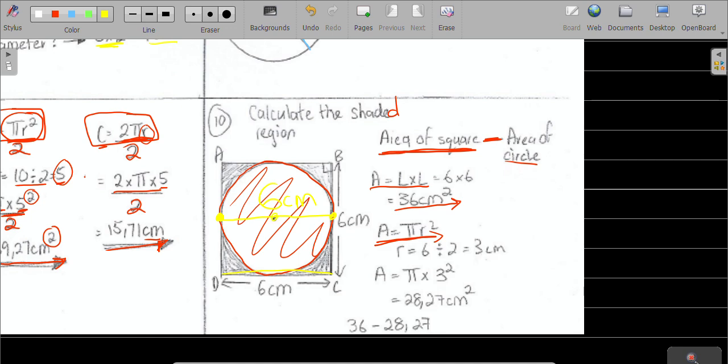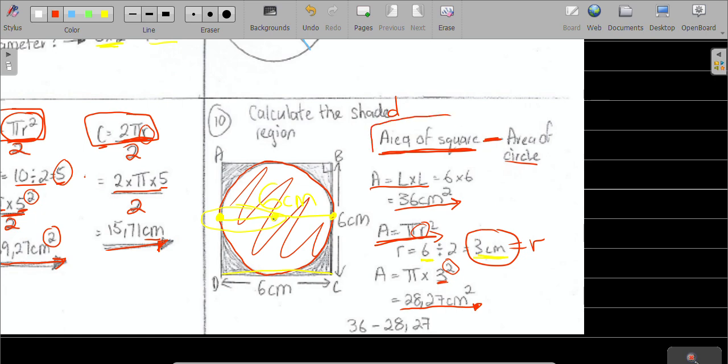But remember, we don't want the diameter, we want just half of it, a radius. So half of 6 is going to be 3 centimeters. So that is my radius. Now we can put that into our formula. It's going to be pi times the radius, which is 3, and then squared. So you put that into your calculator and you get 28.27 centimeters squared. But guys, we're not done yet.